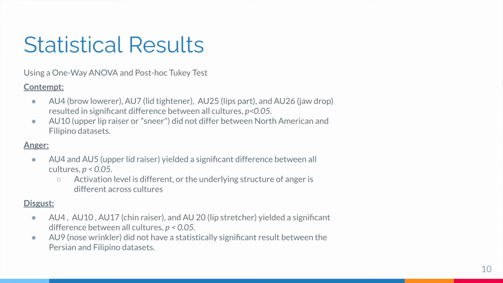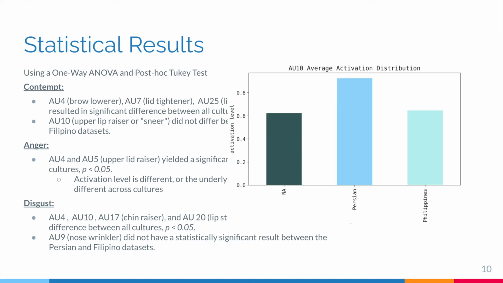Using a one-way ANOVA and a post-hoc Tukey test, we found that most of the activation levels for each action unit normally described as prototypical for each emotion significantly differed in each emotion category. However, for contempt, action unit 10, which represents a sneer, did not significantly differ between the North American dataset and the Filipino dataset. In fact, if we look more closely, the only culture which showed a high activation for sneer was Persian.